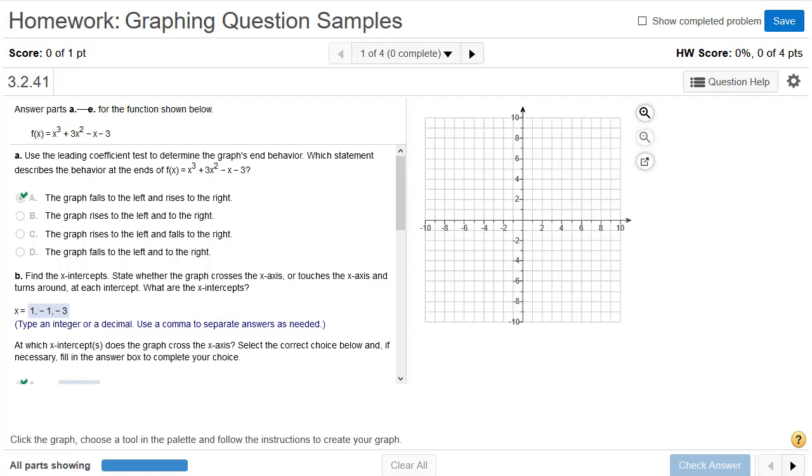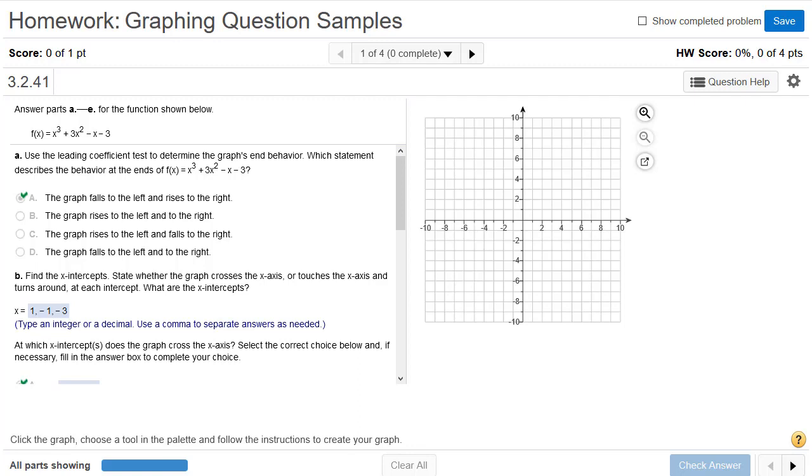I'd like to take a few minutes to show you some of the excellent graphing questions for polynomials and rational functions in MyLab. Many homework systems that I've worked with are just going to have multiple choice, especially for more complicated polynomials and rationals, but MyLab has some great tools available for you.